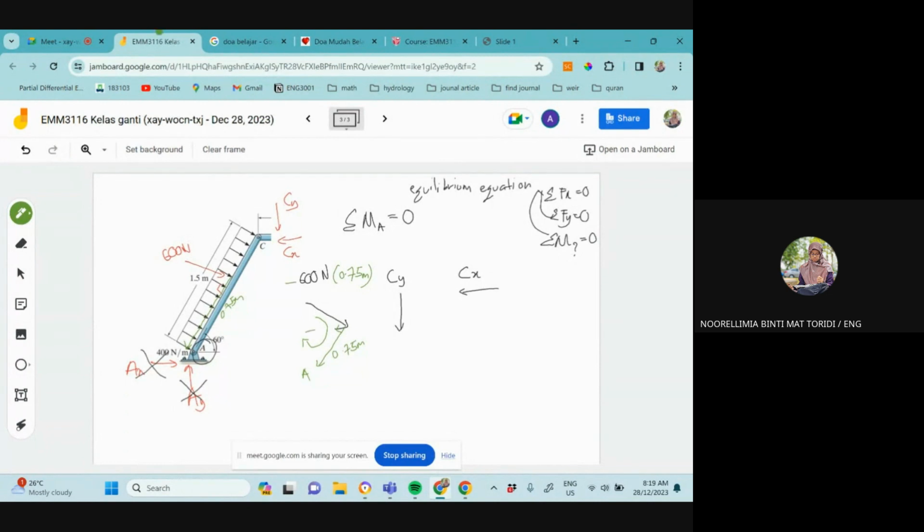So it is negative. And for CY, what is the direction to A? It will be like this, towards E. Then CX will be like this. Now we have to find the distance from here to here. We don't know the distance, so we can use this 60 degree angle.